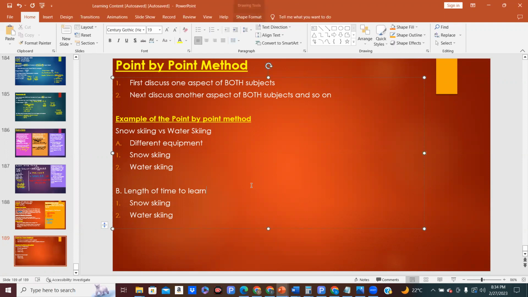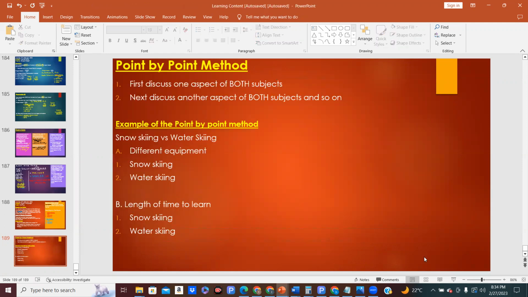Lanaya, which one do you prefer? Point by point or block method? Point by point, because I don't know how to write something and not talk about something else. Okay, I understand. So you choose your method.